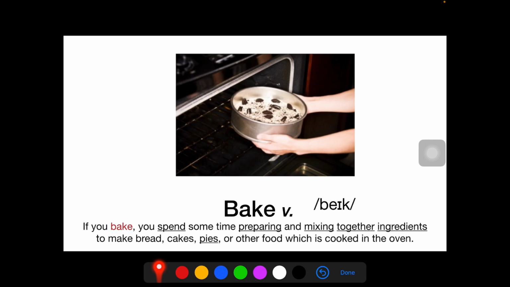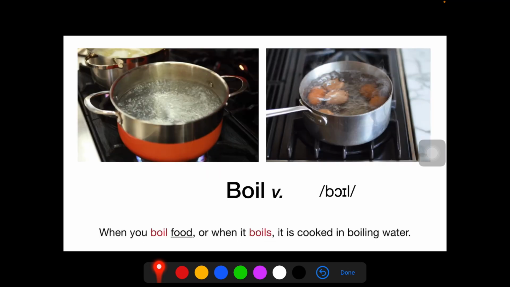Next to bake is boil. Boil. If you boil food, or when it boils, it's cooked in boiling water. So look at the first picture. This one is boiling water. You boil the water, heat it up. And then when you boil food, for example in this picture, you boil the eggs in the boiling water just to cook them.